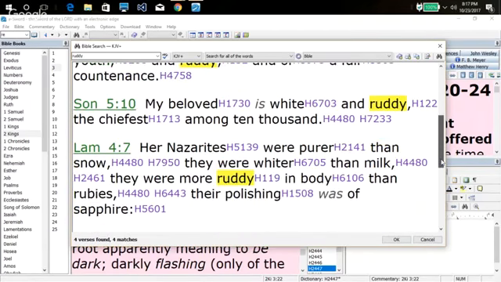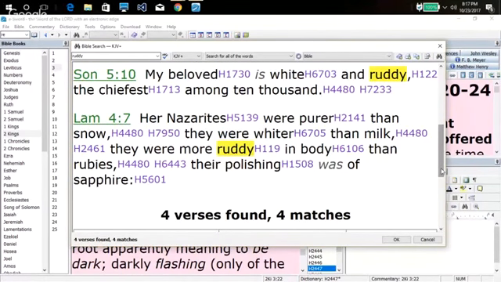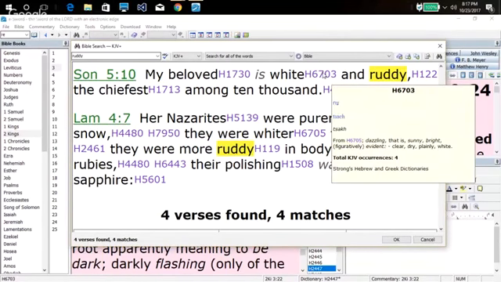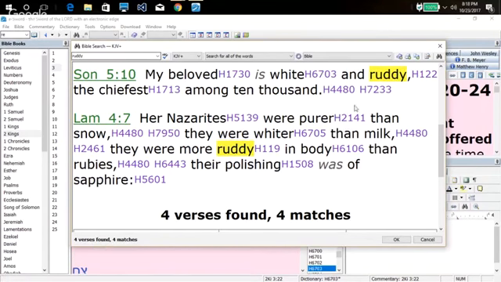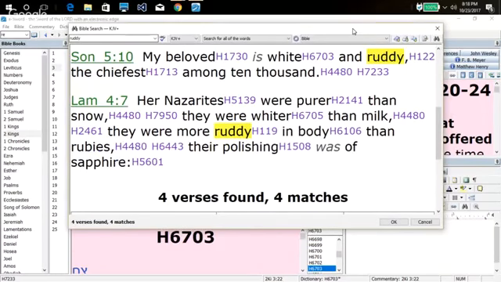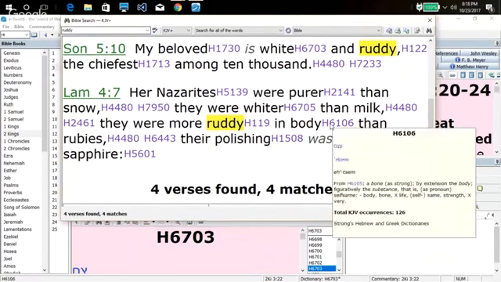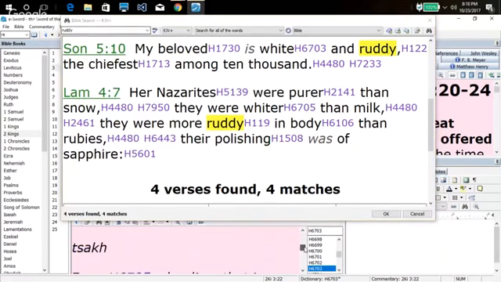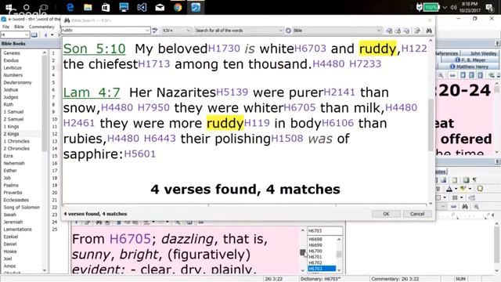Let's look at the next one. Song of Solomon 5:10. My beloved is white and ruddy. And again, this word for those who don't understand is dazzling. All right. You see it right there. The word right there is dazzling. Zach. All right, that's a tsach right there. Let's look into it real quick. Hold on. Not as in white man. All right, this is a white man. There you go.